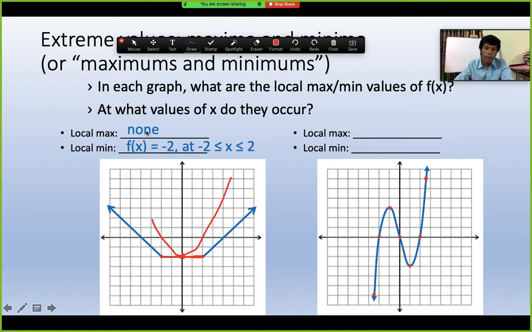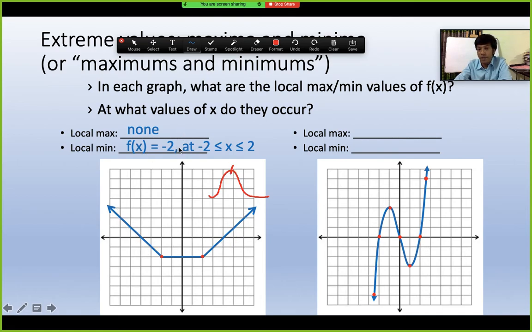And local maximum, there is no local maximum here. Because to get some local maximum, we need something in the graph, we need something like this. So then it will be a local maximum, but there is nothing like that.